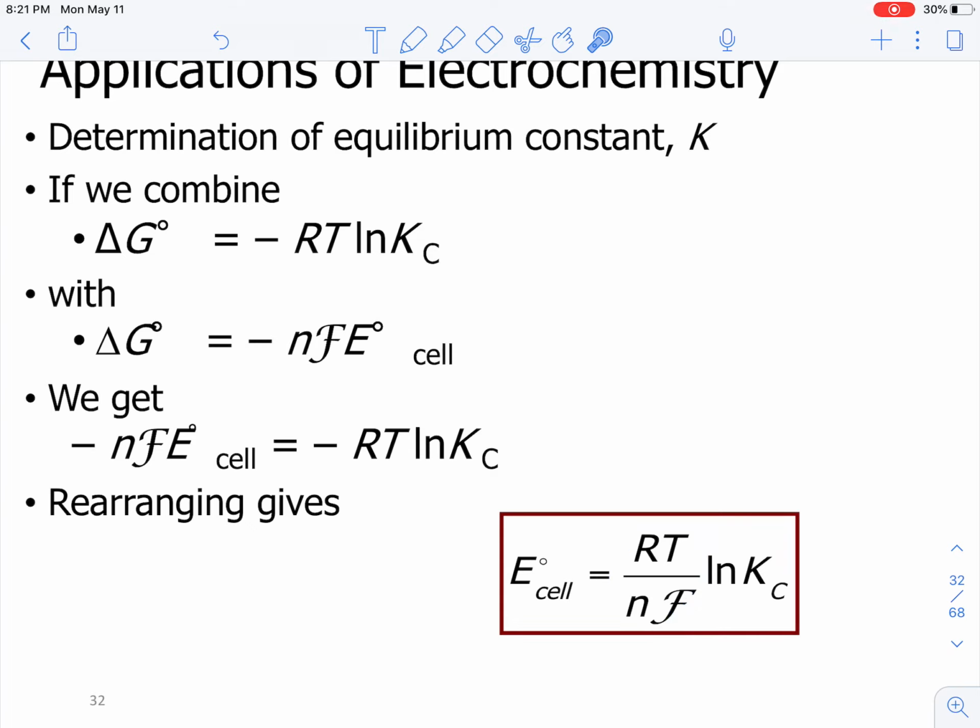Now, the only way that your E cell can be negative is it's dependent on the value of the natural log of K. If you take a natural log of a specific value and it gives you a negative value, then you're going to get a negative E cell. But overall, this term is going to be positive.